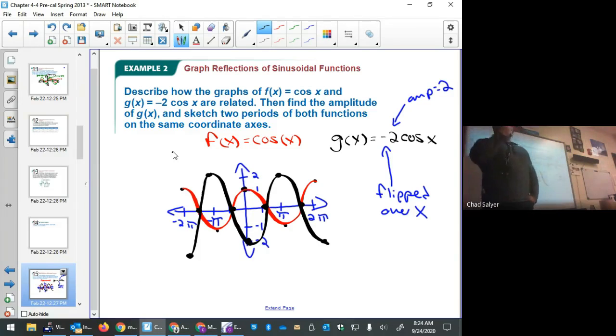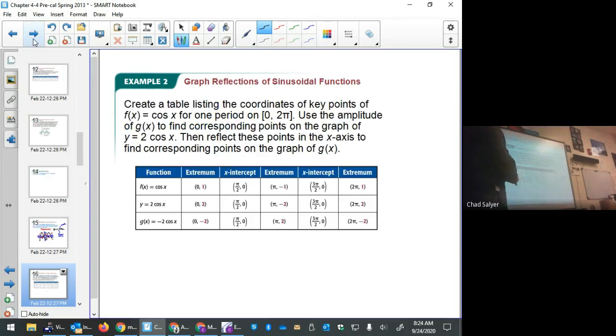Okay, questions about that? All right. So it flips because it's the negative, right? Yeah, the negative is what causes us to flip over the x-axis. Good question, Rachel.